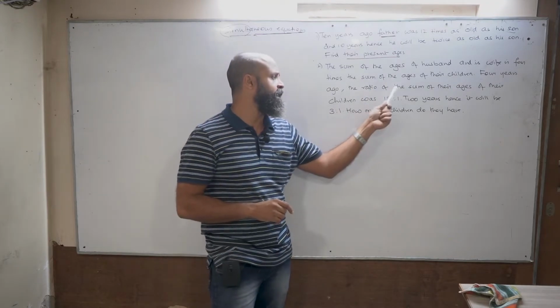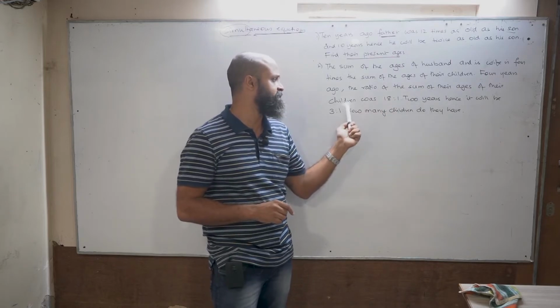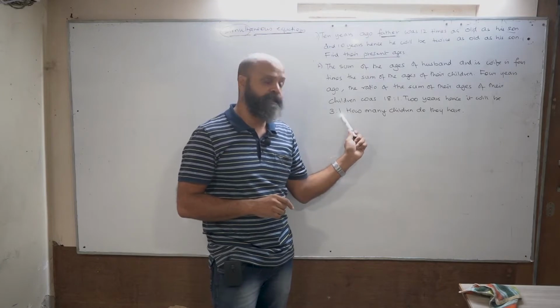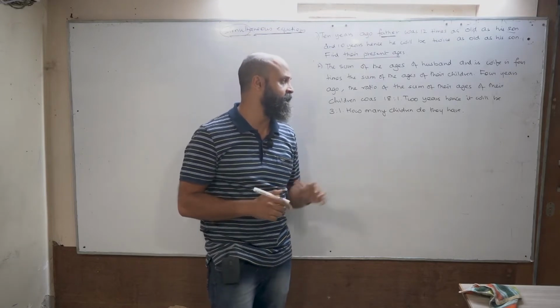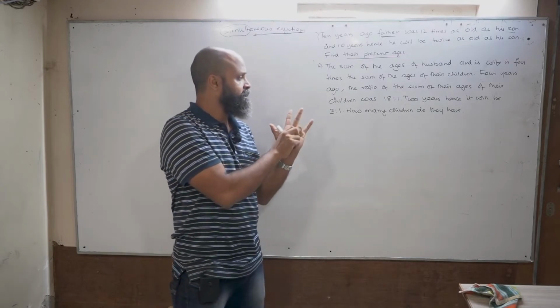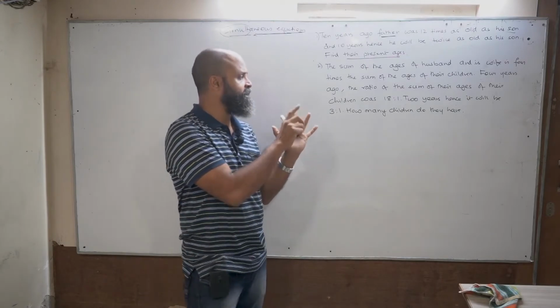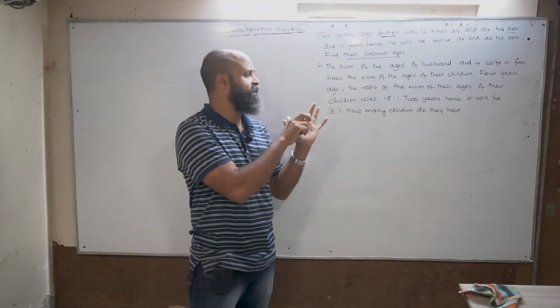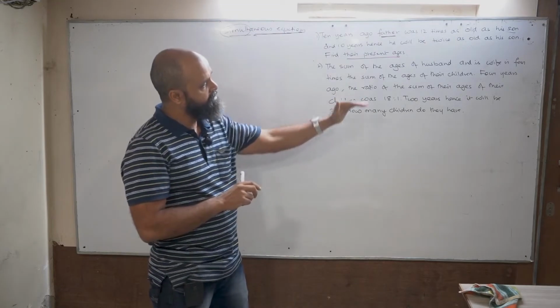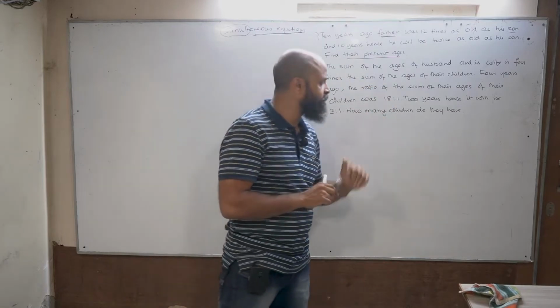4 years ago, the ratio of the sum of the ages of their children was 18:1. 2 years hence, it will be 3:1. How many children do they have? So, children's number has not been given. Children's age has not been given. Husband's age has not been given. Wife's age has not been given as well. However, the entire problem is around their ages. So, how do we do this?